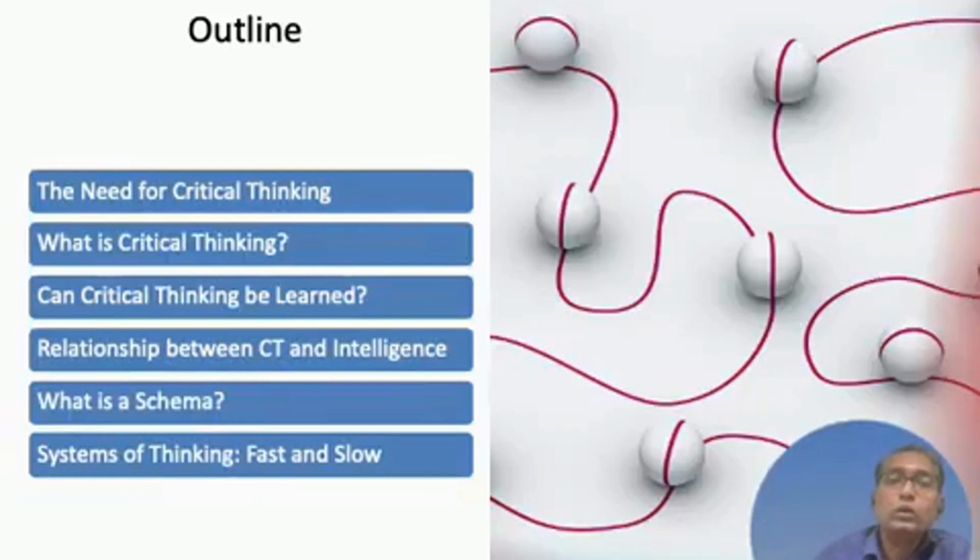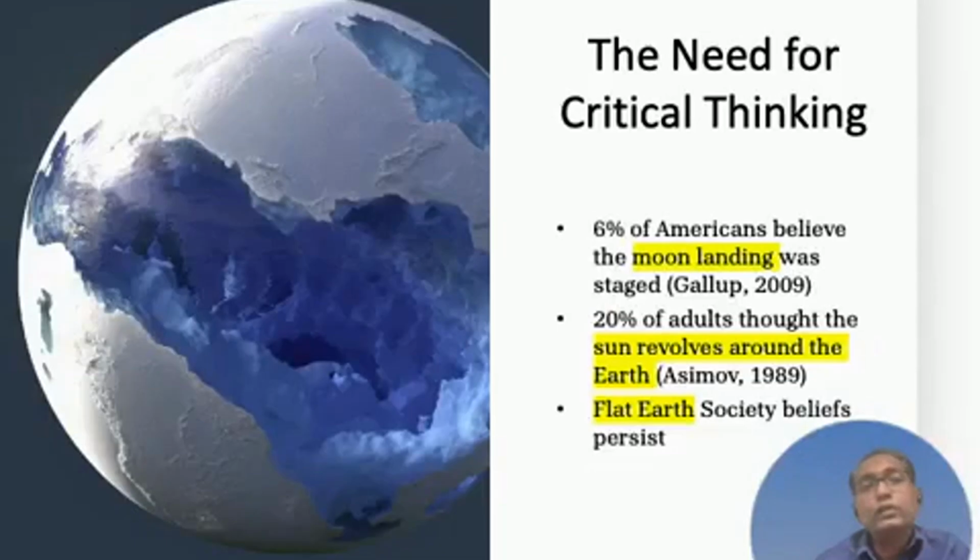Okay, this is the quick outlook of what we'll do in this video lecture. First, we'll talk about the need for critical thinking. Then we'll try to define critical thinking. Then we discuss whether it can be learned, if there is any evidence to suggest that. Then we talk about the relationship or lack of it between critical thinking and intelligence. Then we'll talk about the schema, and we'll end this video lecture by introducing you to two systems of thinking. So let's get started with the first outcome of the need for critical thinking.